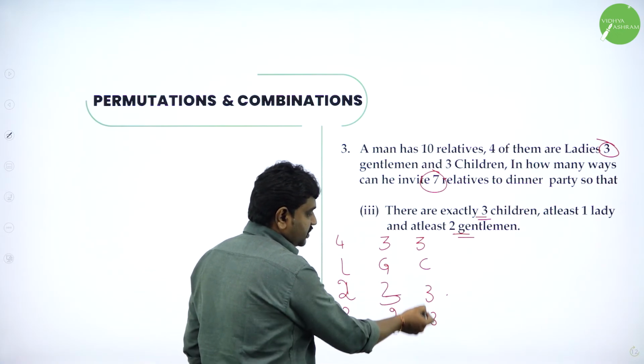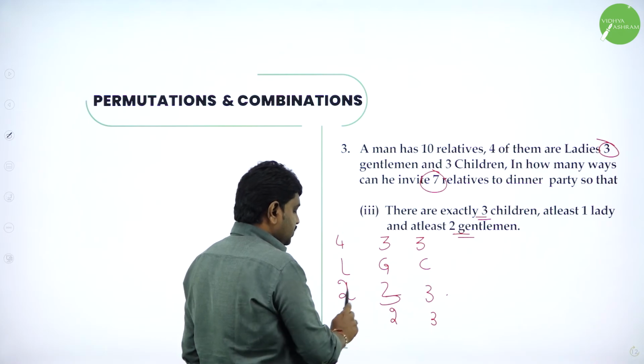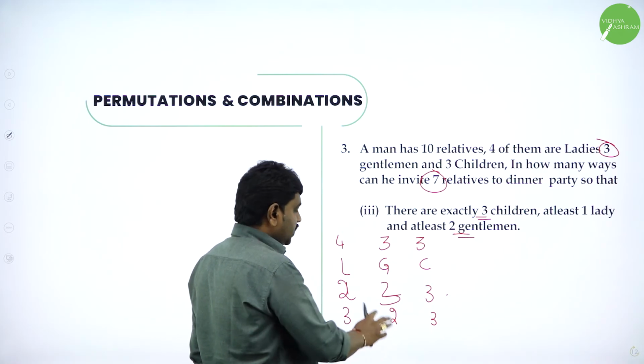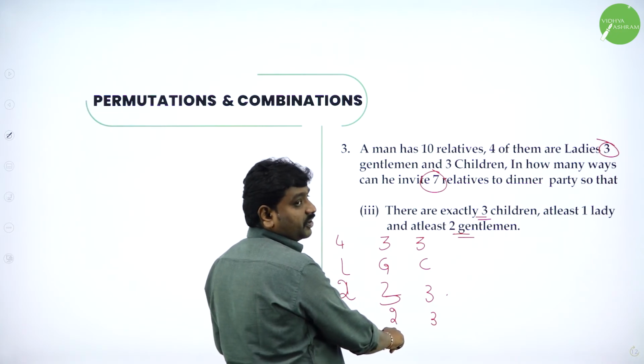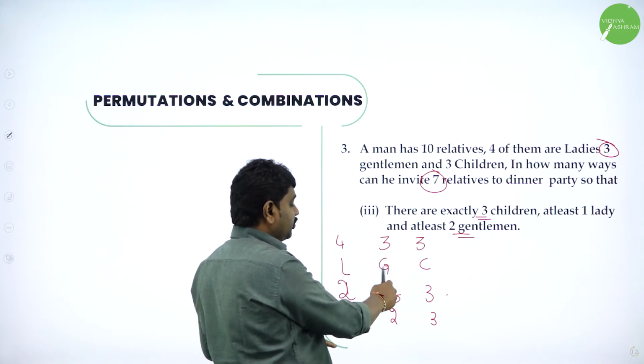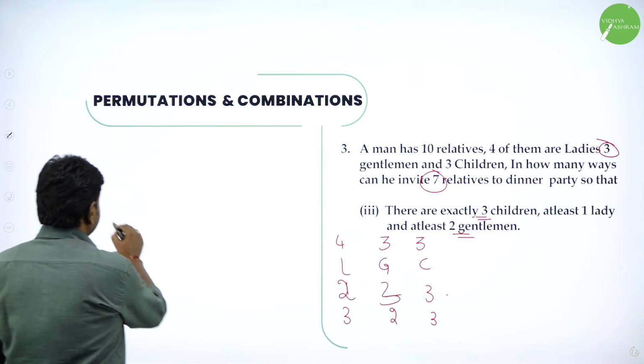So here you cannot change this column. This is fixed 3. This is 2, 3, 3, 2. And here if I make it 1, I should make it 4, which is not possible. Why? Because we don't have so many gentlemen. So what are the possibilities?